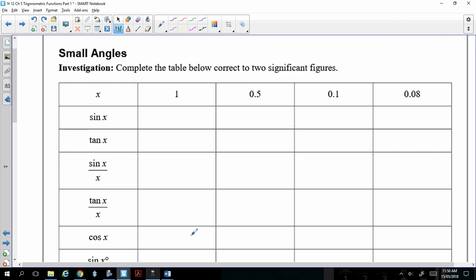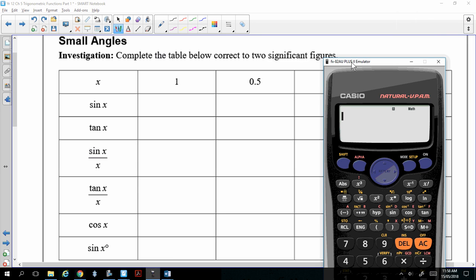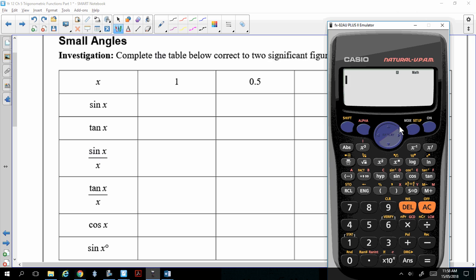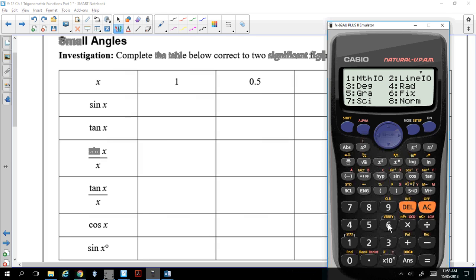So how do I fill this table? Use a calculator. Make sure you put it in radian mode: shift, mode, press 4, it's on radian R. Make sure it's on radian mode. So now we're going to calculate this. Calculate the first one, sine 1, equal. Round to two significant figures, 0.84.